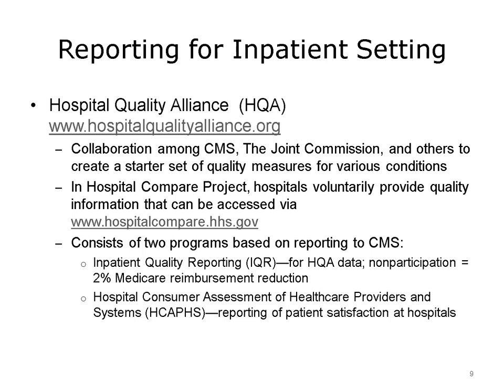Much of this activity is overseen by an organization, actually a collaboration of organizations, called the Hospital Quality Alliance, or HQA. The HQA includes the CMS, the Joint Commission, and others who have created a starter set of quality measures for various conditions initially focused in core areas, such as acute myocardial infarction, heart failure, pneumonia, and hip-knee replacement. The Hospital Compare Project is a voluntary program that publishes on a website the quality measures submitted by various organizations so that individuals can compare reporting hospitals with regard to these quality measures.